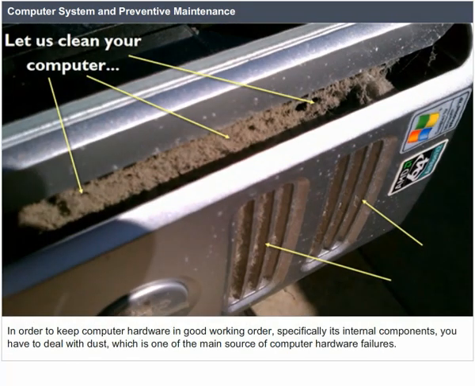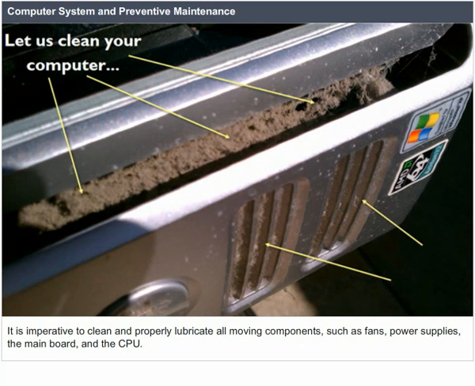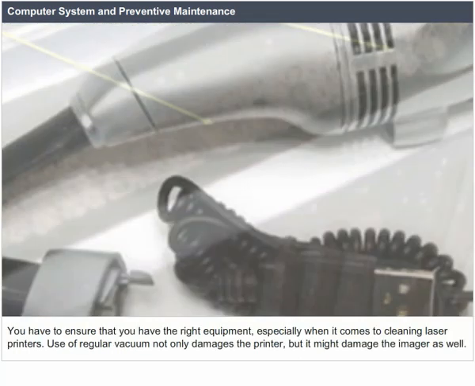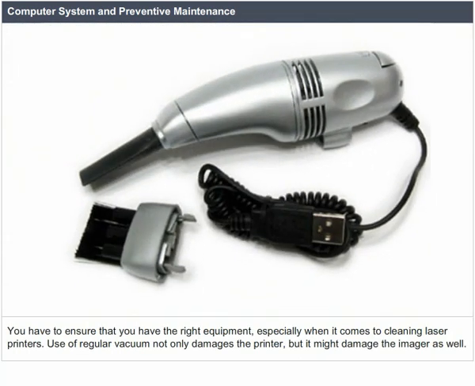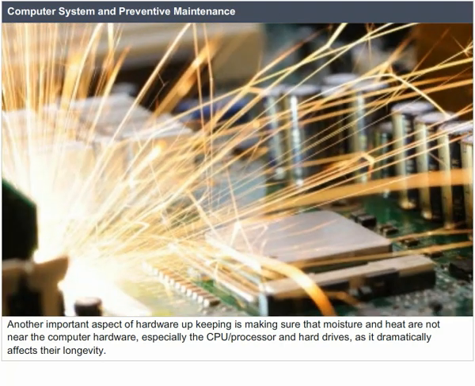In order to keep computer hardware in good working order, specifically its internal components, you have to deal with dust, which is one of the main sources of computer hardware failures. It is imperative to clean and properly lubricate all moving components such as fans, power supplies, the main board, and the CPU. You have to ensure that you have the right equipment, especially when it comes to cleaning laser printers. Use of a regular vacuum not only damages the printer, but it might damage the image as well. Another important aspect of hardware upkeep is making sure that moisture and heat are not near the computer hardware, especially the CPU processor and hard drives, as it dramatically affects their longevity.